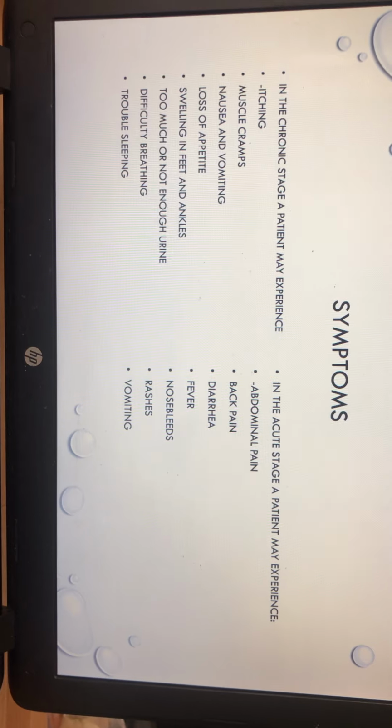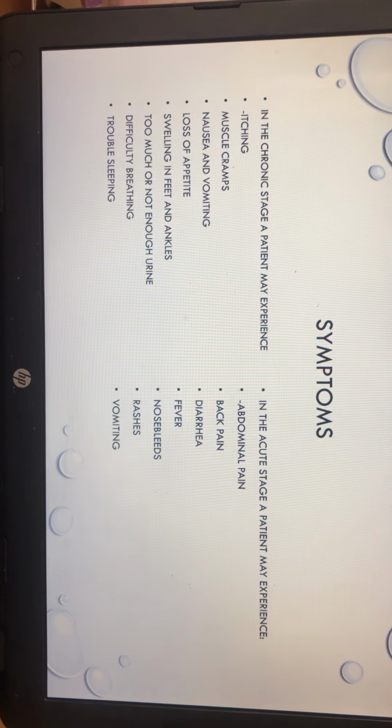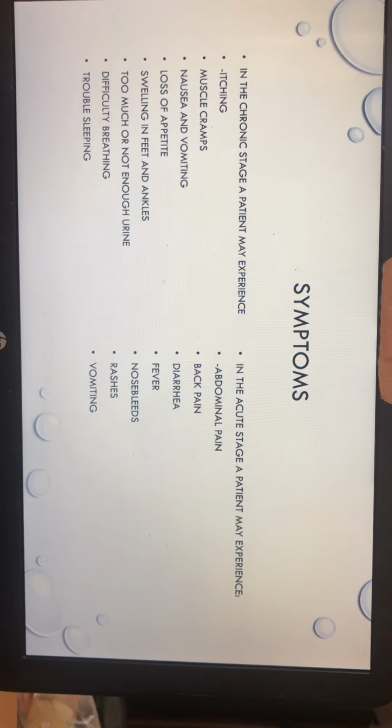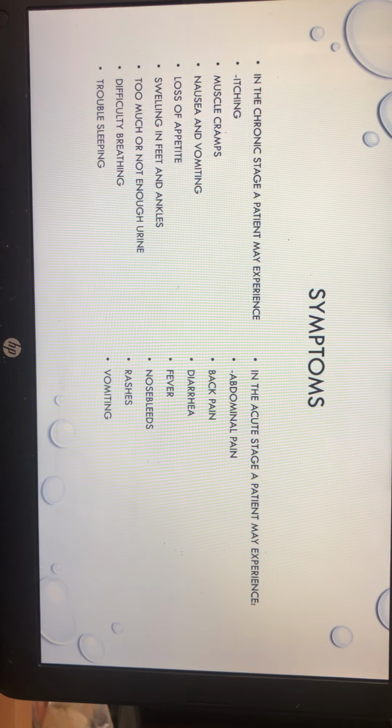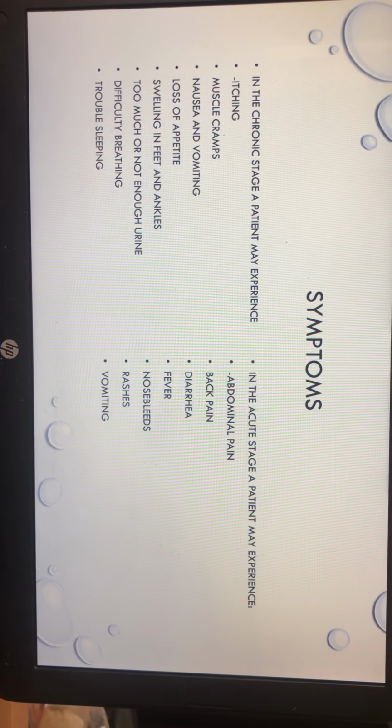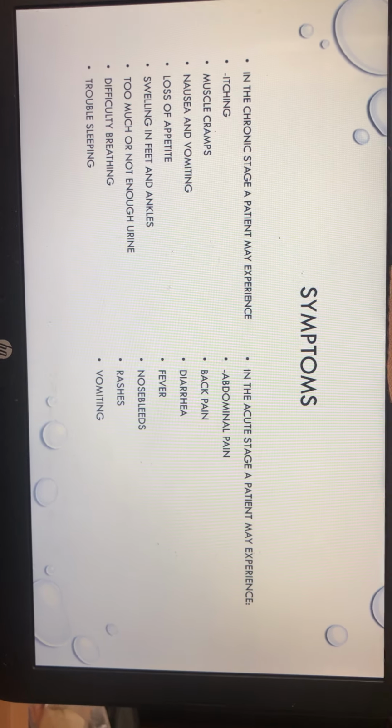In the chronic stage, the patient can have nausea and vomiting, loss of appetite, trouble sleeping, and difficulty breathing, which are all pretty common symptoms of other diseases.